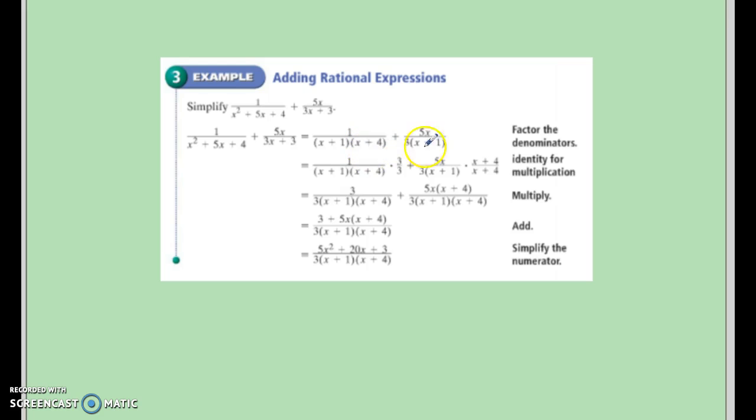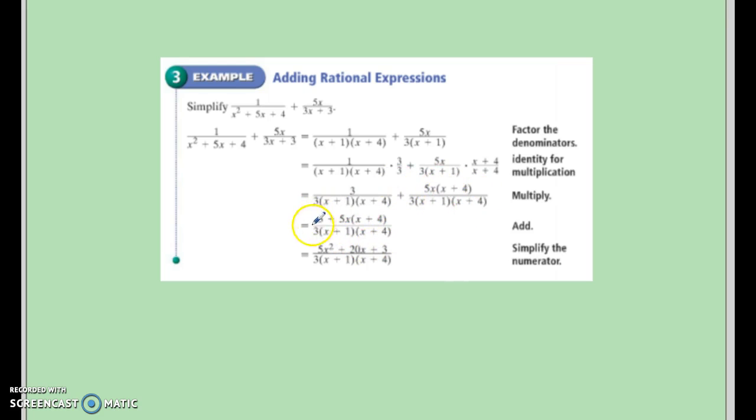But this x plus 4 is different, and this 3 is different. So to get my total final denominator, it's going to be all of those combined. So I know that this 1 I have to multiply by the thing that I don't have here, which is that 3. So I multiply by 3. And this 5x I know I have to multiply by the thing that I don't have in its denominator, which is the x plus 4. So I multiply, I've got my 3 in this numerator now, and my 5x times x plus 4.